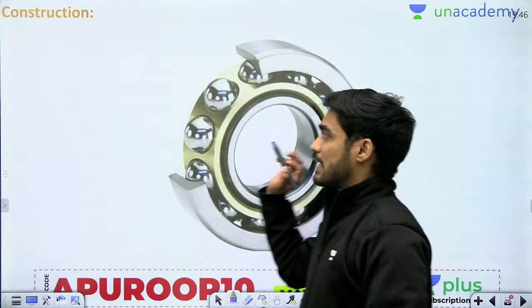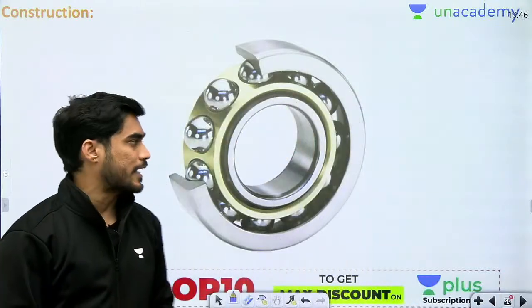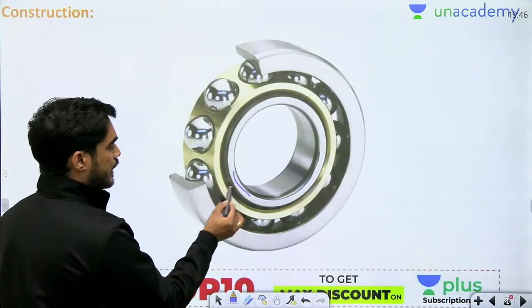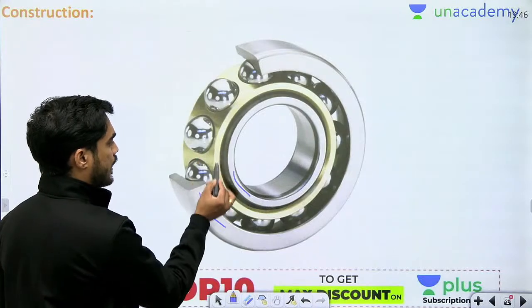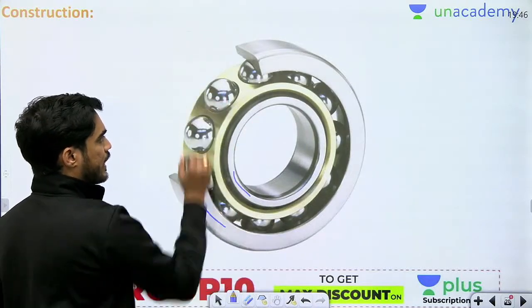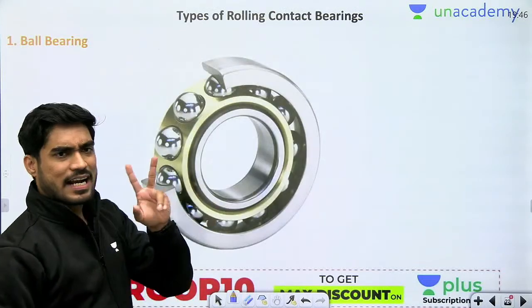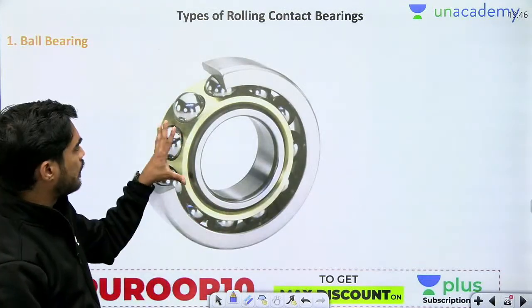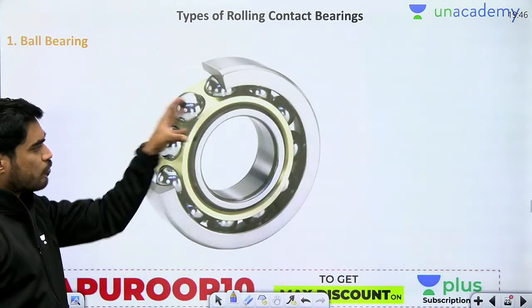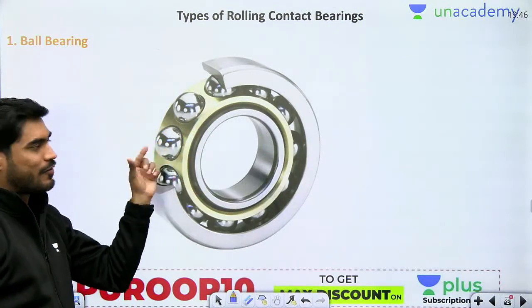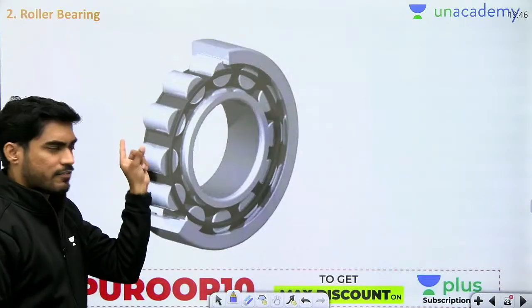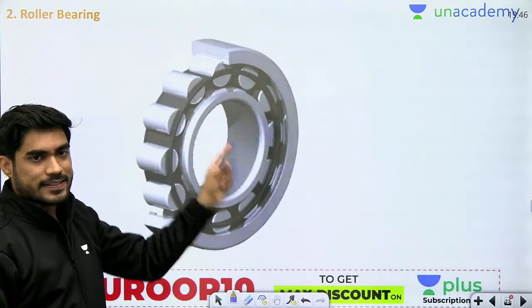Okay, now the typical construction, I told you that this is the inner ring, this is the outer ring, these are the rolling elements, and this is the cage in which the rolling elements are fitted. Then we saw that there are two types of rolling contact bearing. Ball bearing, in which case we use the balls as rolling elements, spherical balls, and roller bearings, in which we use these rollers instead of balls.